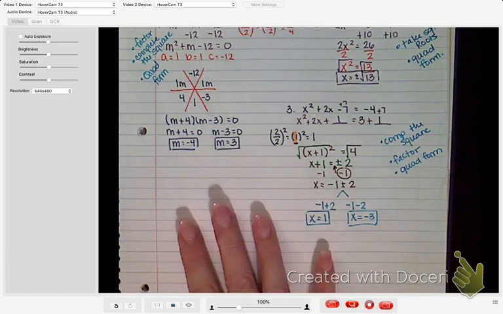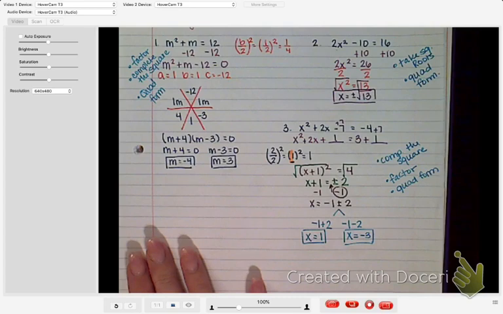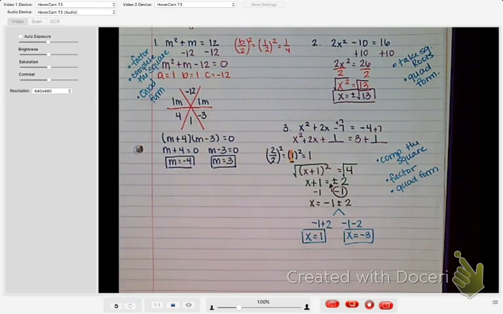But the big thing is, do not give up. If something doesn't work, you're going to have to erase or cross it out and start over and choose a different method.